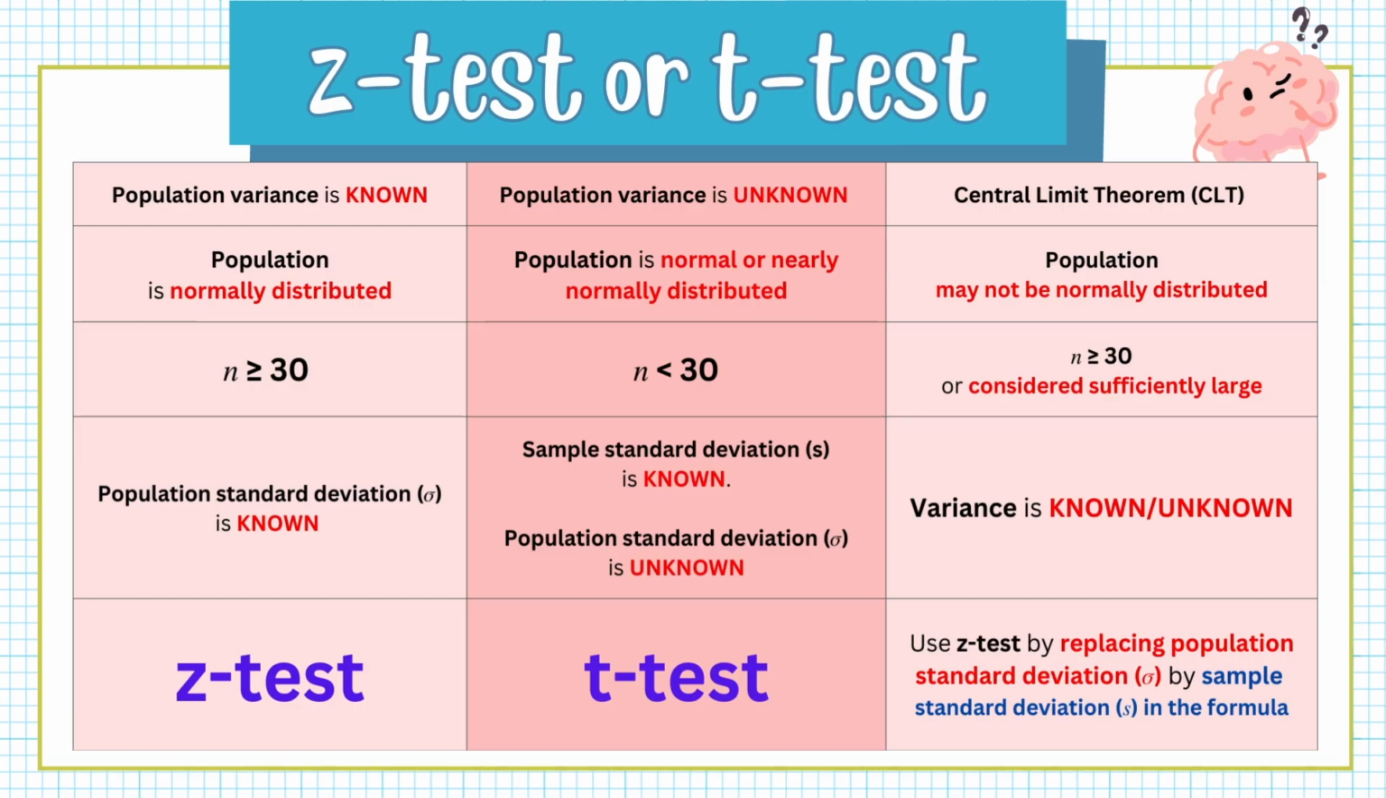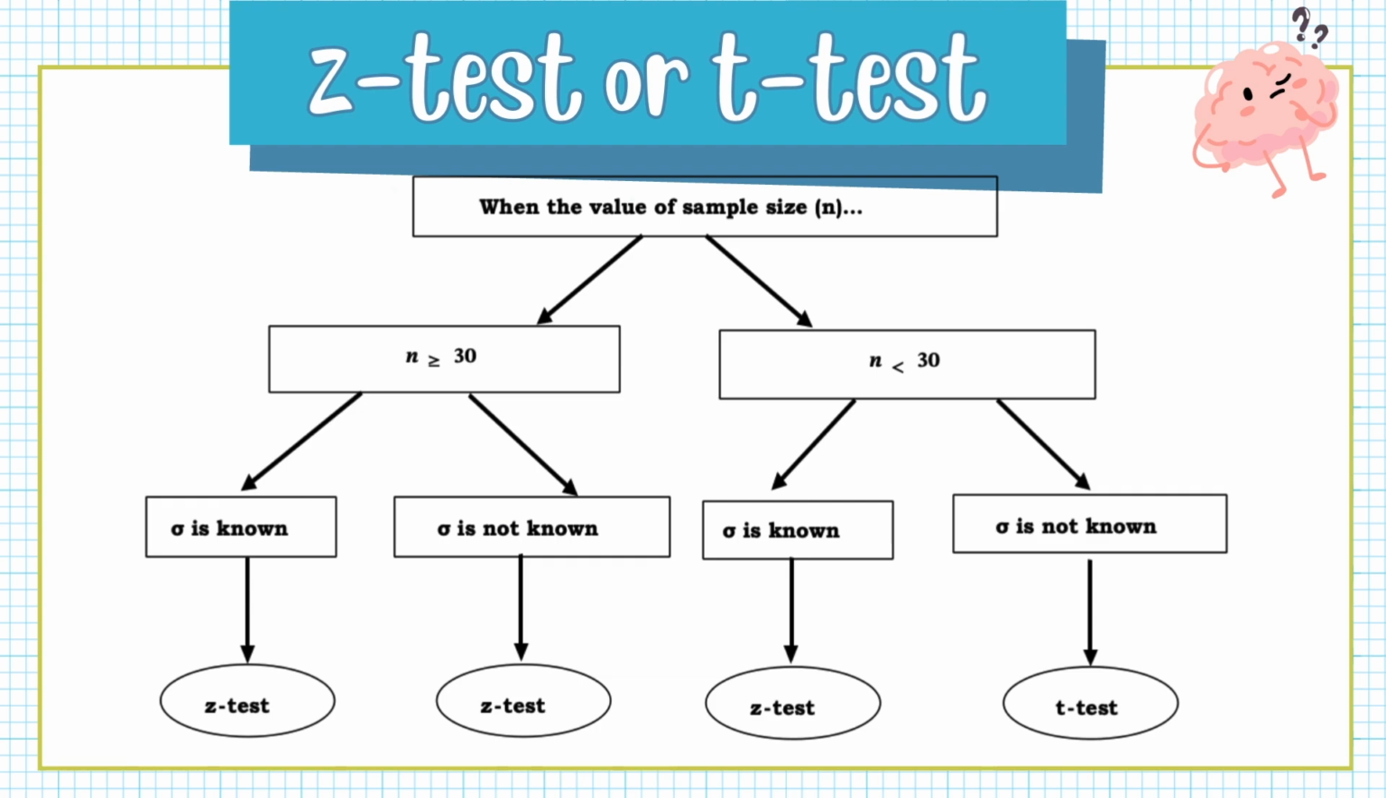We have here the diagram that would also guide us in choosing between the z-test or the t-test. We have to consider our sample size. Take note of this diagram. The first important element that we are going to consider is the sample size: whether it is greater than or equal to 30, or less than 30.